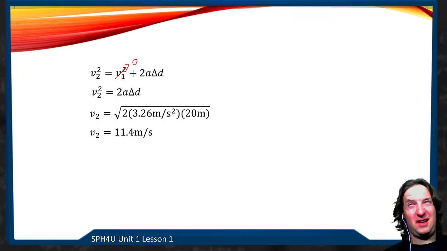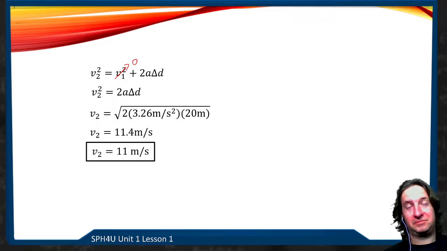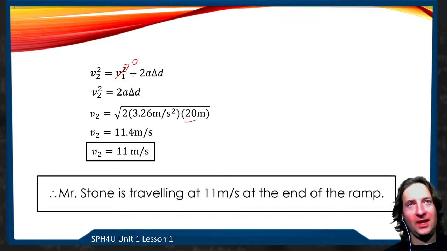38 kilometers an hour or something like that. Wow. Ouch. That's going to hurt. Okay. So I'm going to round this because of significant figures, because the 20 has 2 sig digs. I'm going to have to round that to 11 meters a second. And finally finish the question, therefore statement, right? Therefore, Mr. Stone is traveling at 11 meters per second at the end of the ramp.